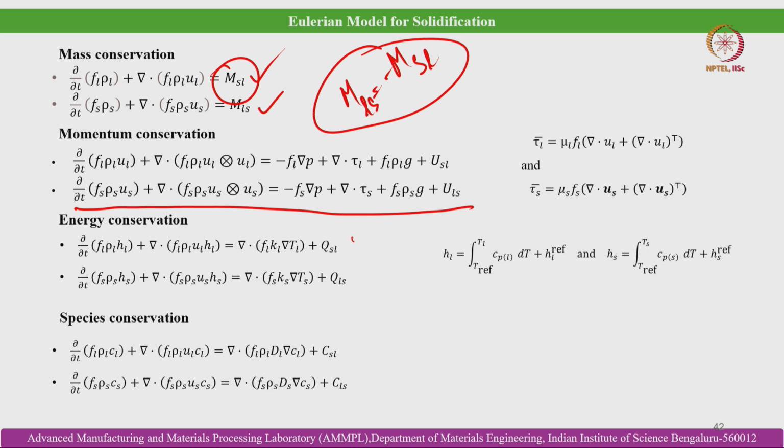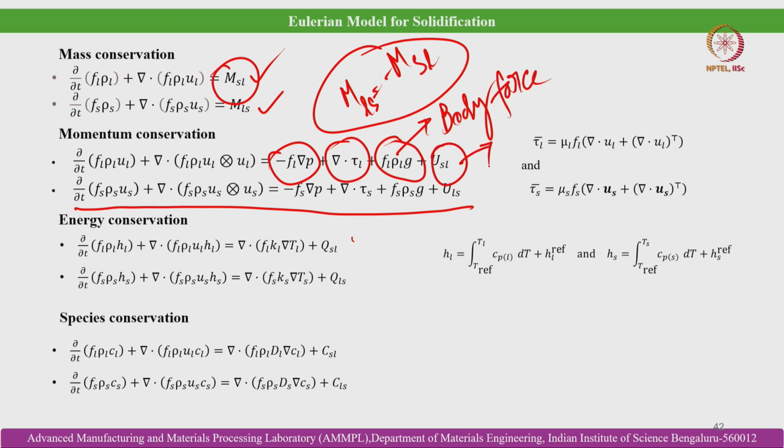So, it is the pressure force, and this is the viscous force, grad tau L, plus this is the gravity, or you can say body force. These are basically the body force and the source term of the momentum equation. The other body forces are clubbed into the source term. So, the pressure and viscosity come under surface forces.